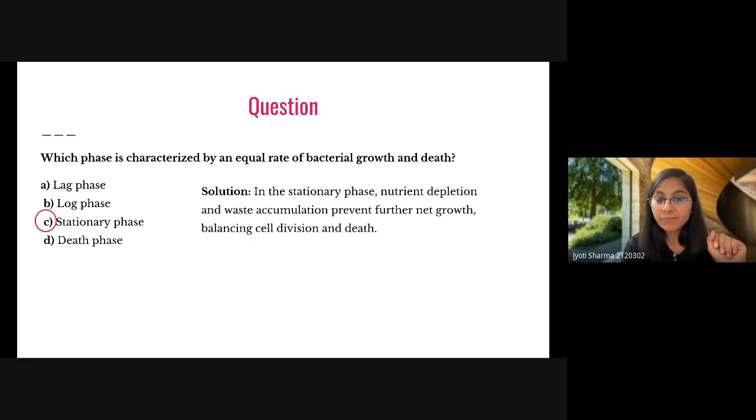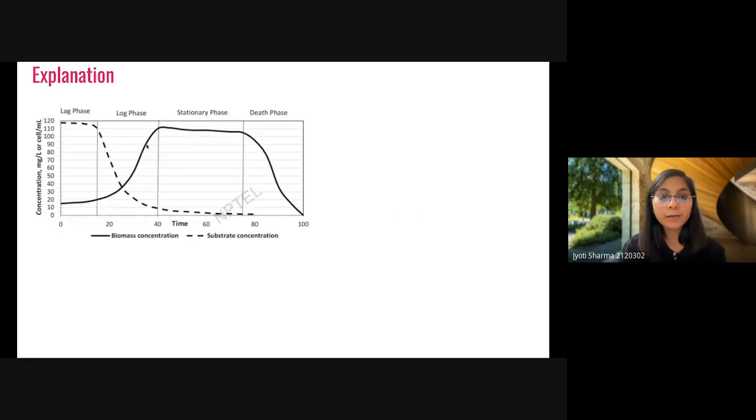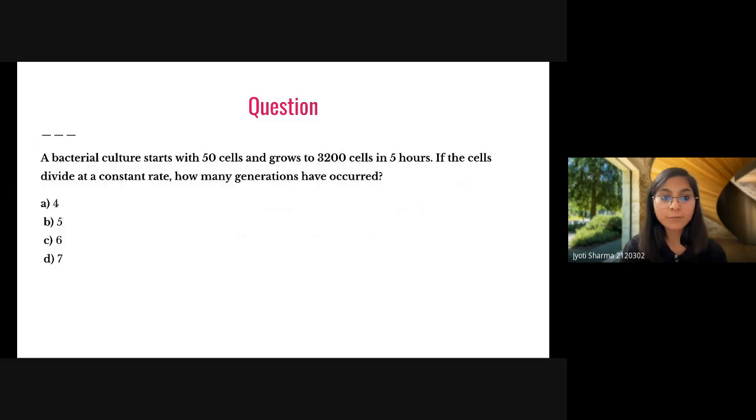So in stationary phase, nutrient depletion and waste accumulation prevent further net growth, and that will balance cell division and death. Let me again show you. This is the case. So this is the stationary phase, and this stationary phase means the number of deaths will be equal to the number of growth of the bacteria. Thank you.